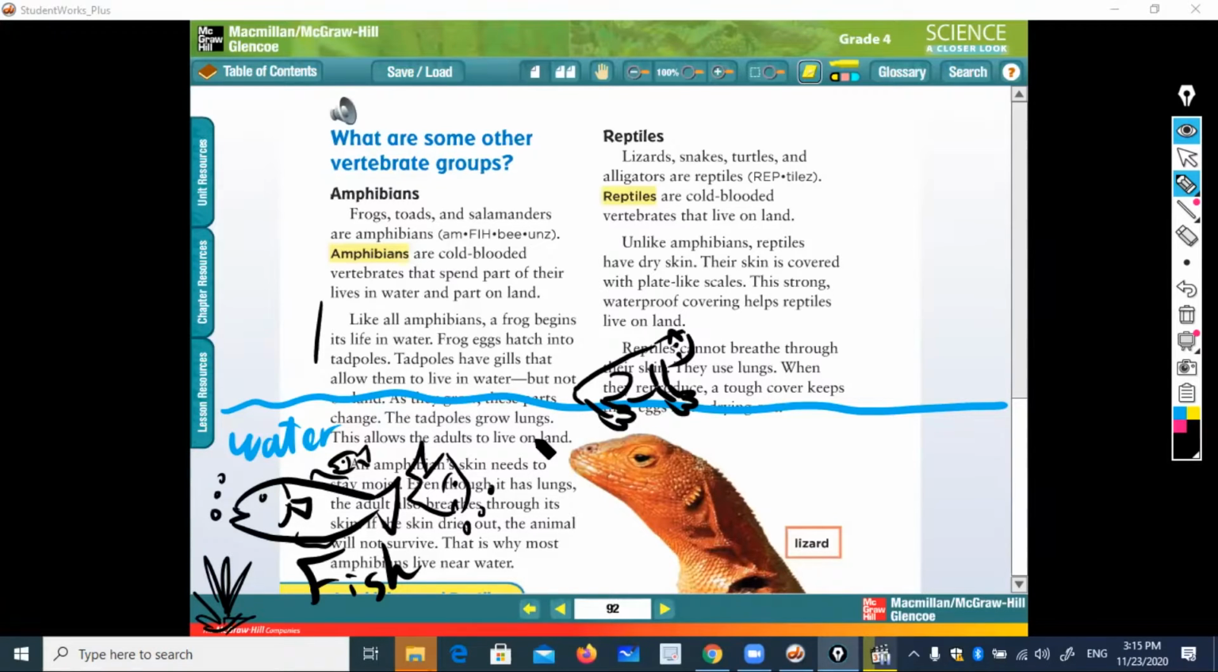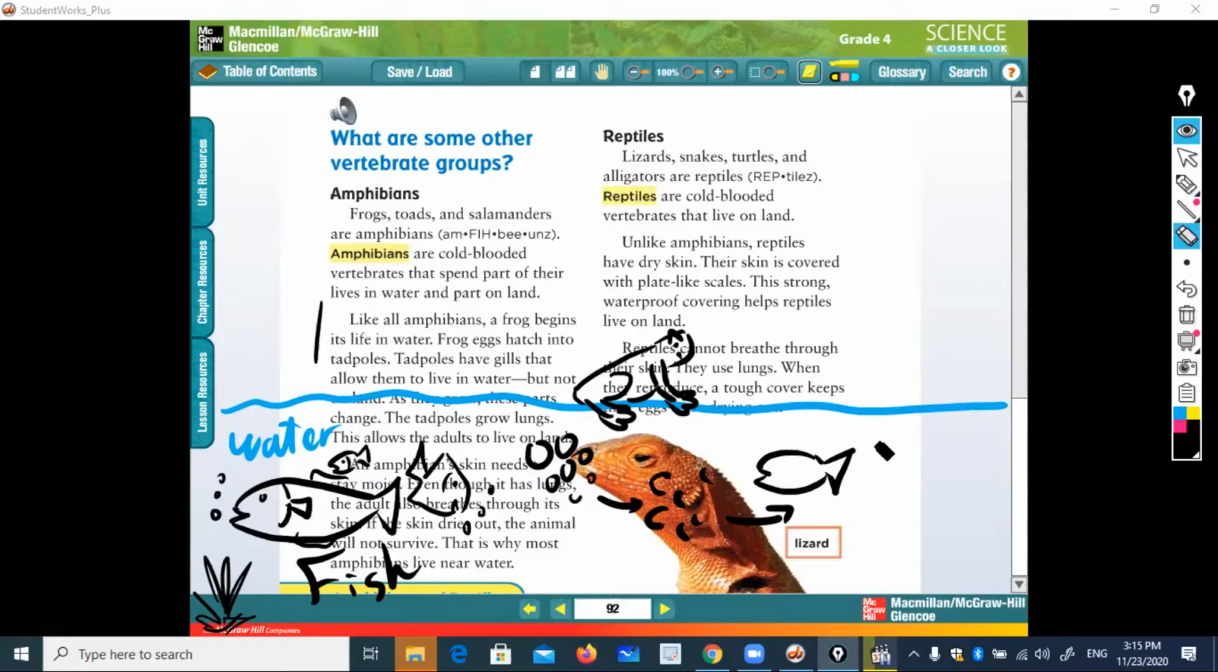Now the frog lays eggs, and lays eggs under the water. The eggs hatch, which means something called tadpoles get out. These tadpoles will look like fish. I'm sorry, not like that. Yes, it will look like fish. That is the tadpoles. And they breathe by what? They breathe by gills, like fish, and this one lives under the water.